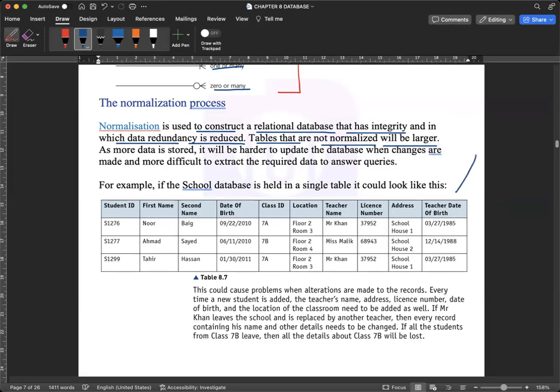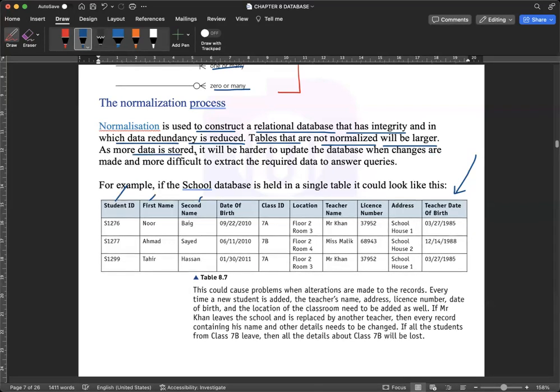So you can see this table. How many fields are there? Tell me. There are three. Three fields? Are you serious? No, there are two, 1, 2, 3, 4, 5, 6, 7, 8, 9, 10. So 10 fields are there. So it's a huge database. So what we have to do, we need to normalize it. It means we need to break it, right?